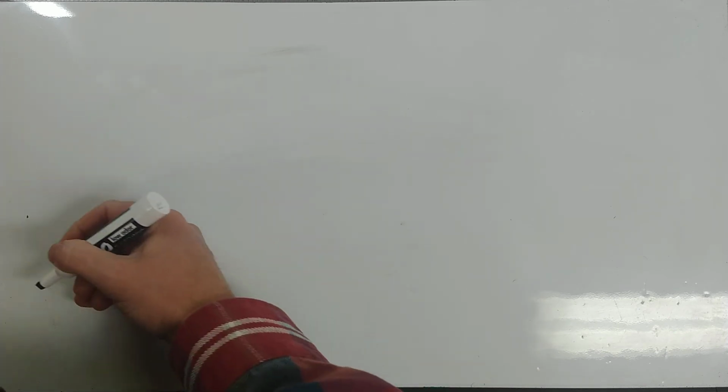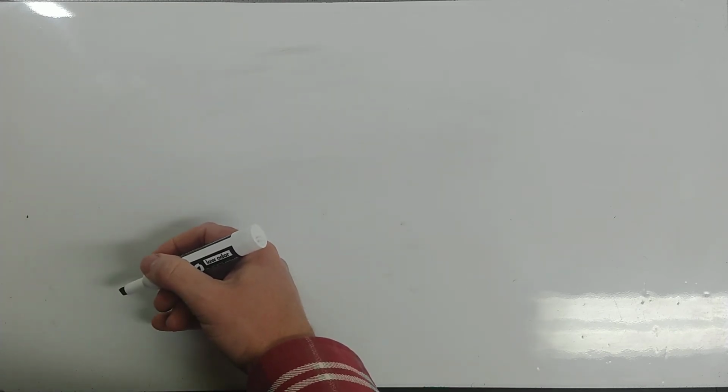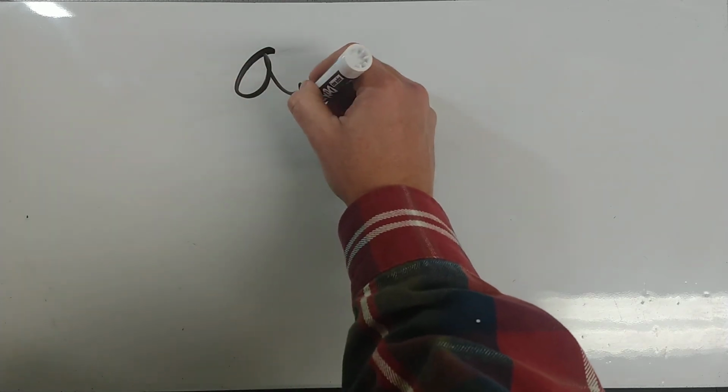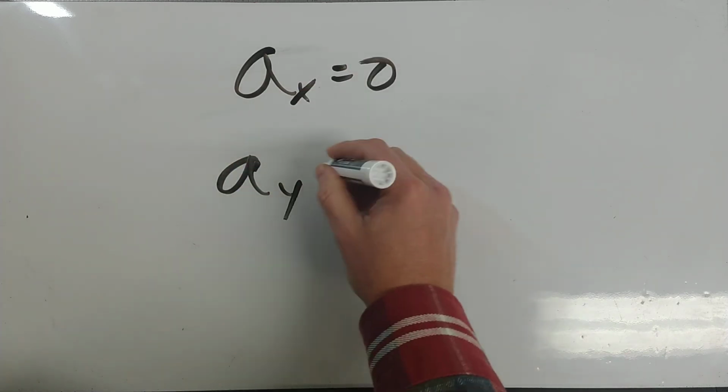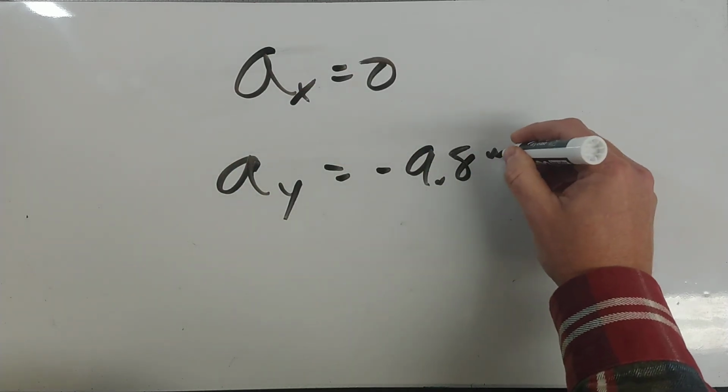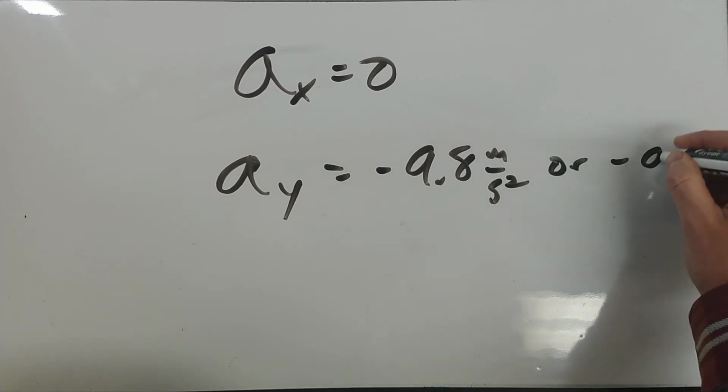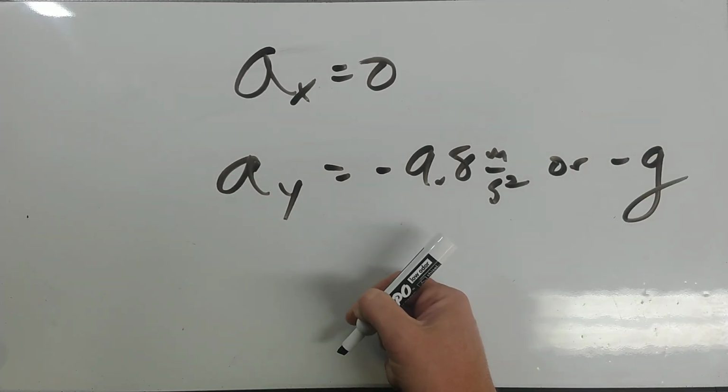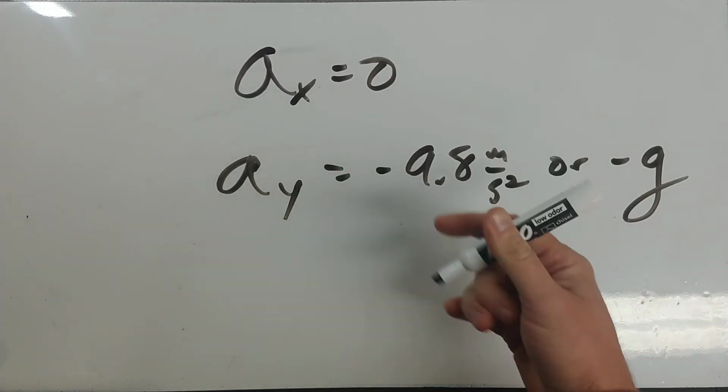But initially, we just have regular projectile motion, where the acceleration in the x direction is 0, and the acceleration in the y direction is negative 9.8 meters per second squared, or negative g. And from there, it's just piecing it back together.